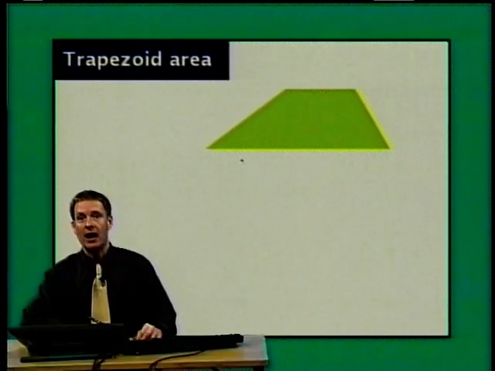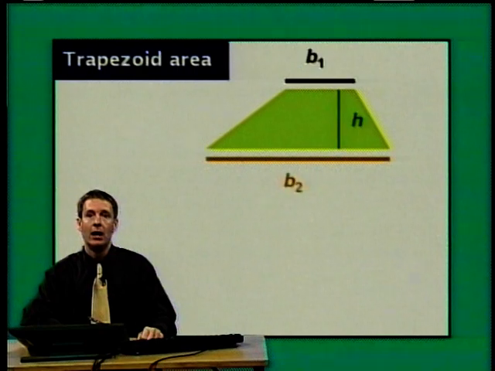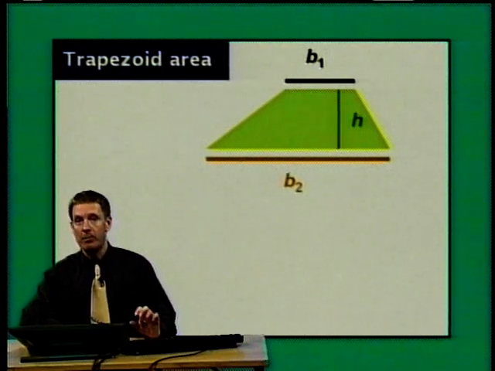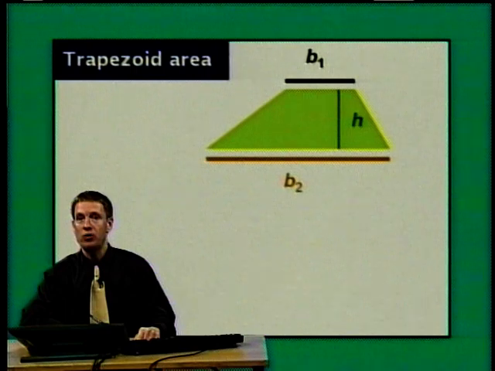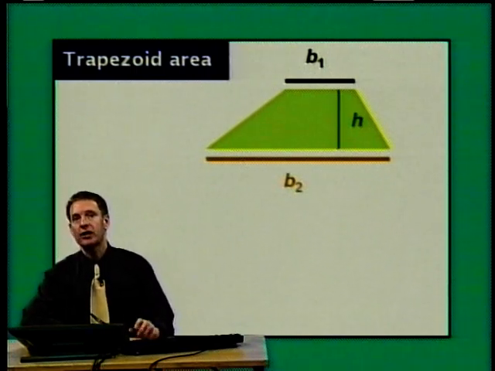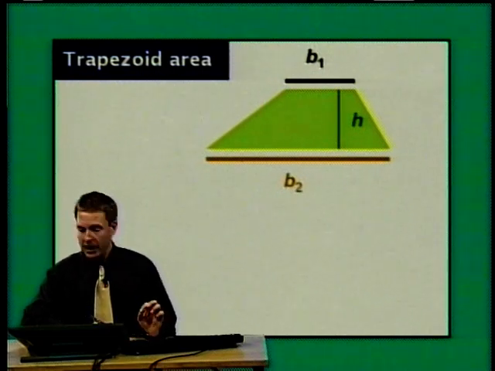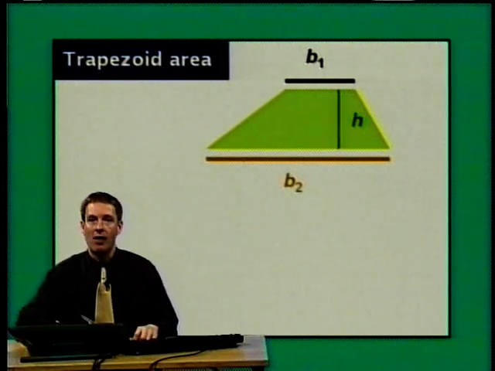So I'm going to assign some letter names to certain lengths in this picture. I'm going to call the lengths of the bases b sub 1 and b sub 2. And then I'm going to call the perpendicular distance between those 2 bases, the shortest distance between those 2 bases, h. And I'm going to use these 3 letters to come up with a formula for the area of the trapezoid.